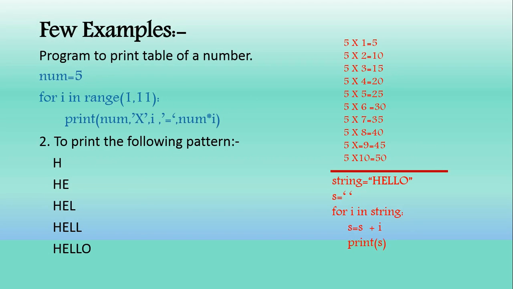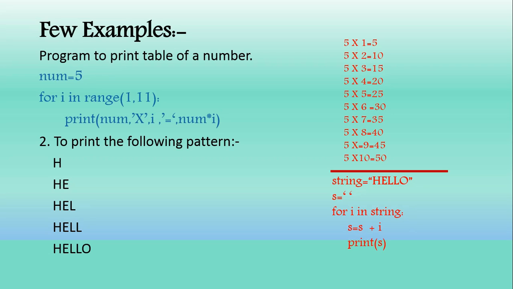Here we are taking two examples. One is for printing the table of a number. Here we have taken one variable num with initial value 5, and we are writing a loop: for i in range 1 comma 11. Here the range function will give us the values 1 to 10, and we are simply printing num into i equals num into i. It means first the number will be printed, then x, and then the range-generated value which is i, and you will get the output which is shown on the right side of the question.